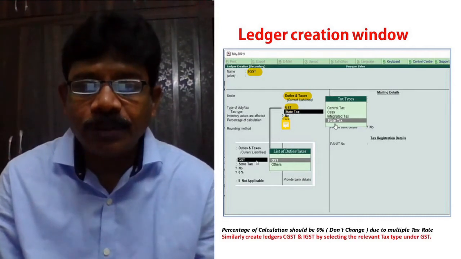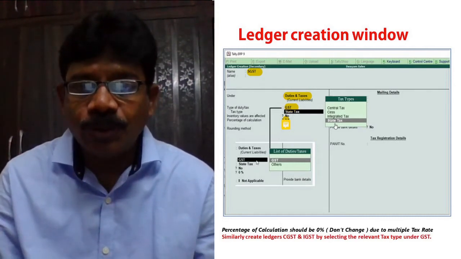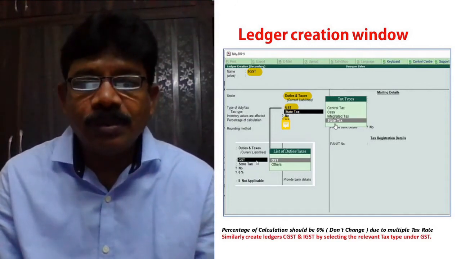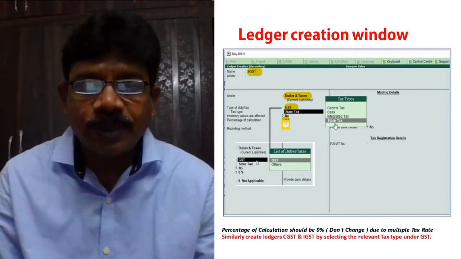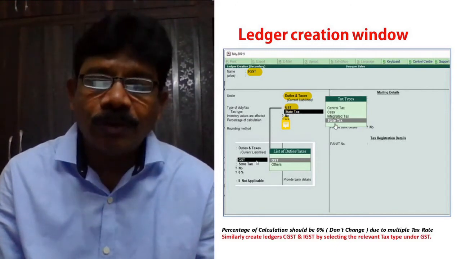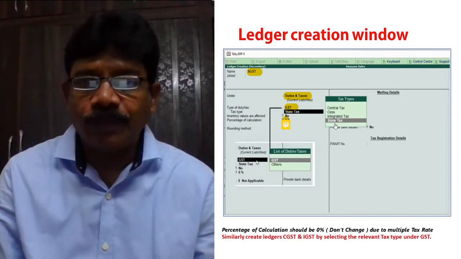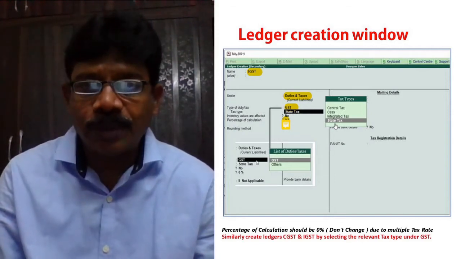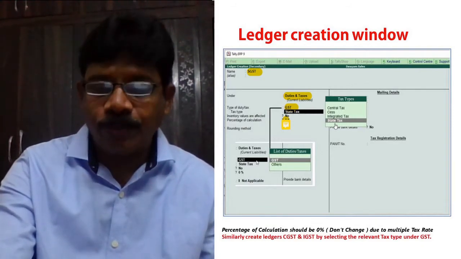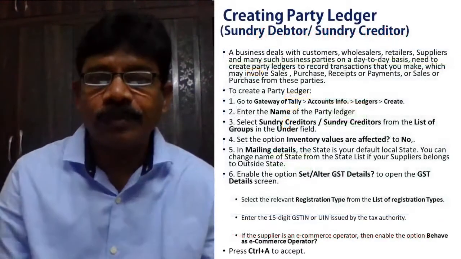And the percentage of calculation should be 0, because SGST can be 2.5%, 6%, 9%, 14% like that. That's why we have to keep them separate. You should not give the tax rate here. Then don't forget to press Ctrl+A to save this one.